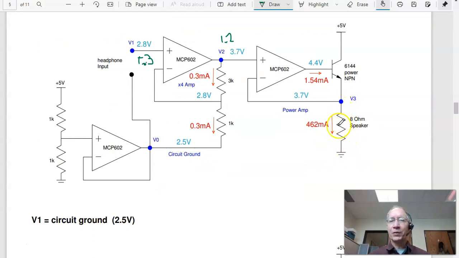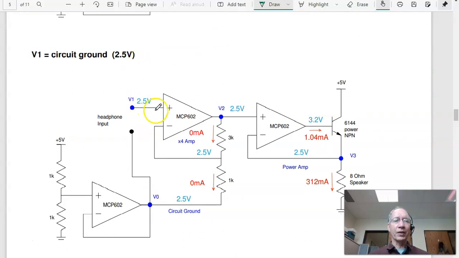3.7 volts at 8 ohms is 462 milliamps. This has a beta of 300, depending on the transistor you're using. If I use one at the beta of 300, this is your current divided by 301, beta plus 1. And the op-amp's capable of 1.5 milliamps, not a problem. So 0.3 volts in, relative to earth ground or relative to circuit ground, works.